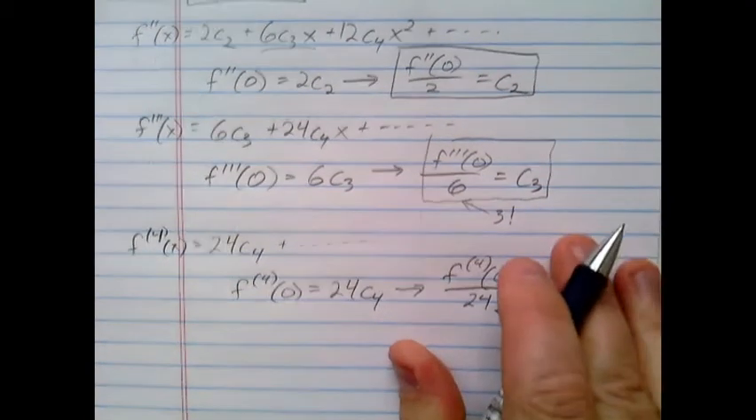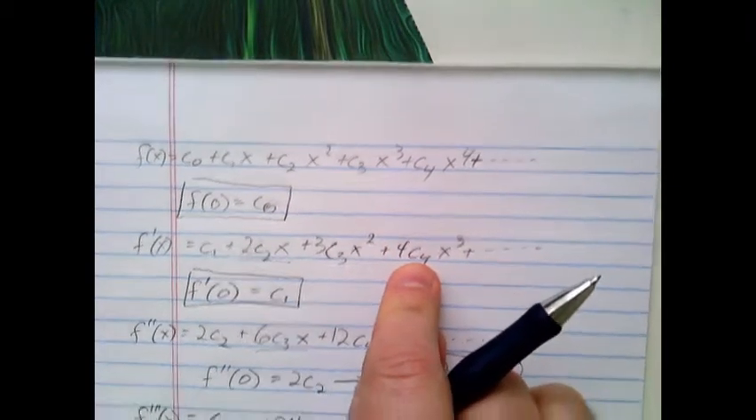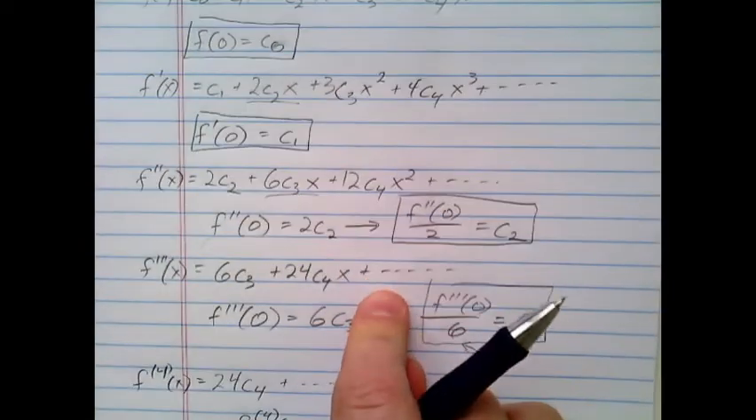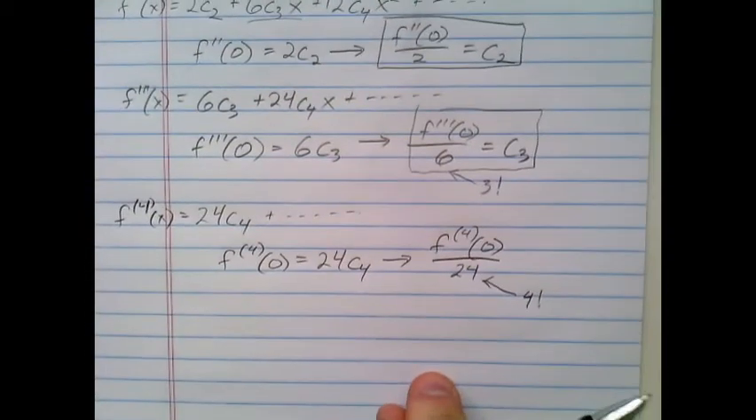Because how did we get that 24? Well, originally there was a 1 with the c4, then we brought down a 4, then later we brought down a 3, and then later we brought down a 2. So it's 4 times 3 times 2 times 1.